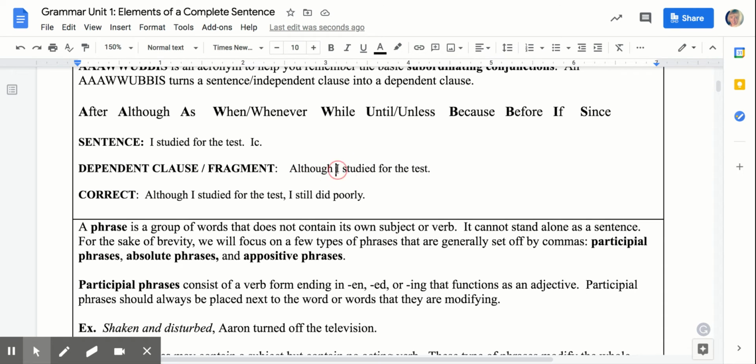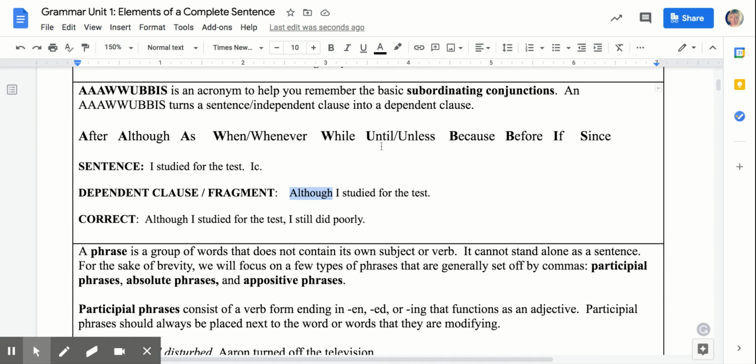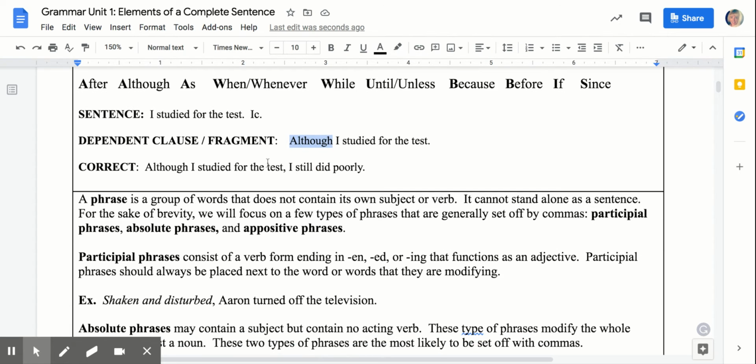Who or what is this about? I. What did I do? Studied. But this although creates a dependent clause or a fragment when it stands on its own. So we want to make sure that our dependent clauses always are connected to an independent clause. So take a look at the correct construction. Although I studied for the test, comma, I still did poorly. So we have DC, comma, IC.